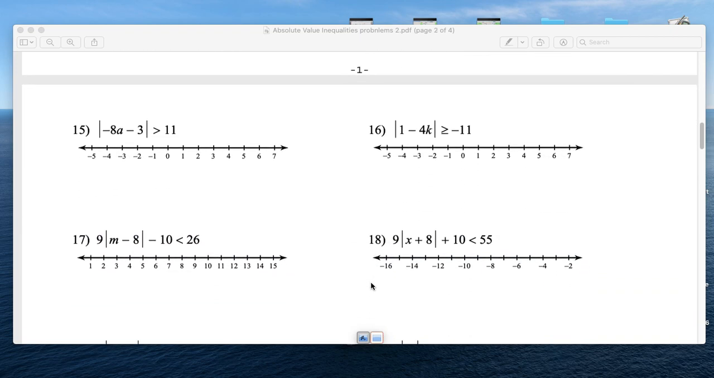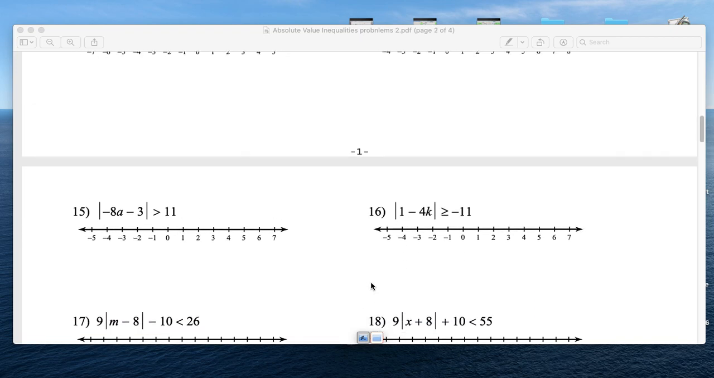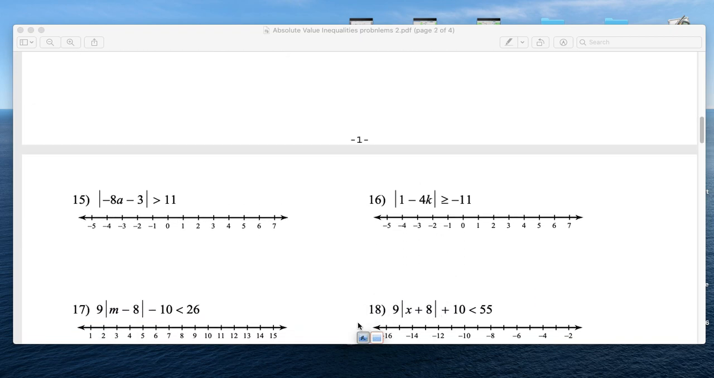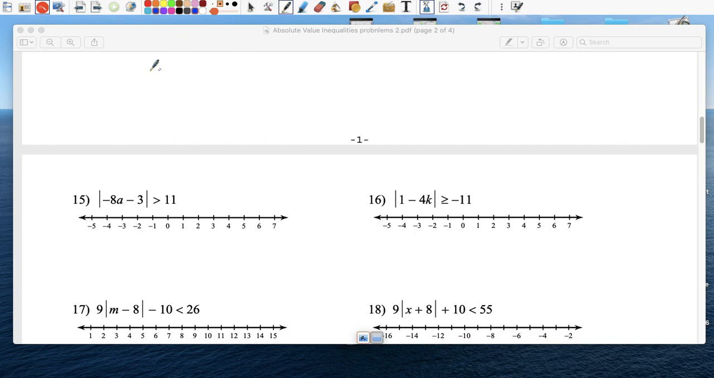Right, the following one, 15, is an OR problem. So 15, nothing to do. We can already start thinking, hey, when is this true? When is the absolute value of something greater than 11? Well, it's true if you take the absolute value of something that's greater than 11, like 11.1, 12, 13, 14.